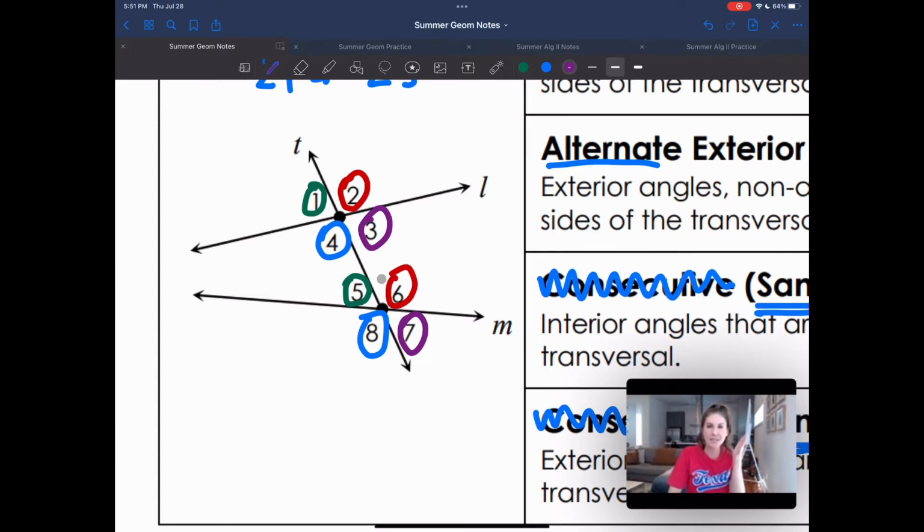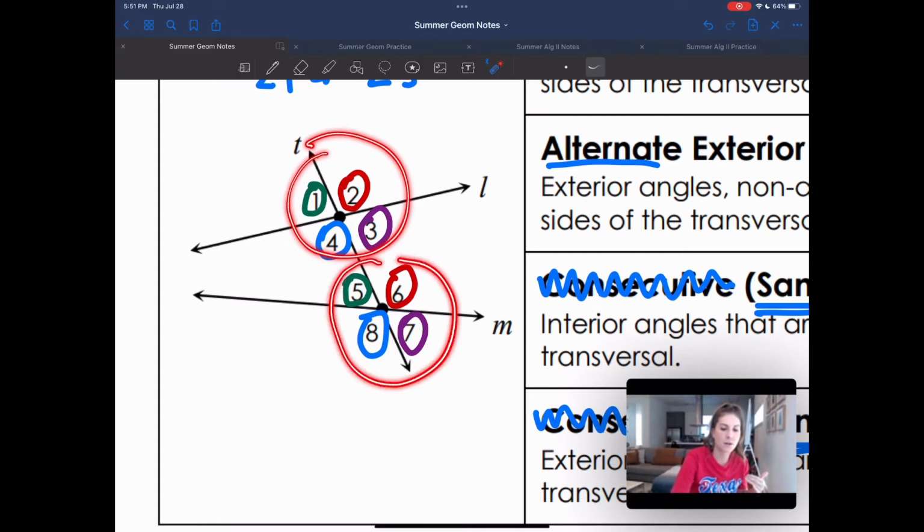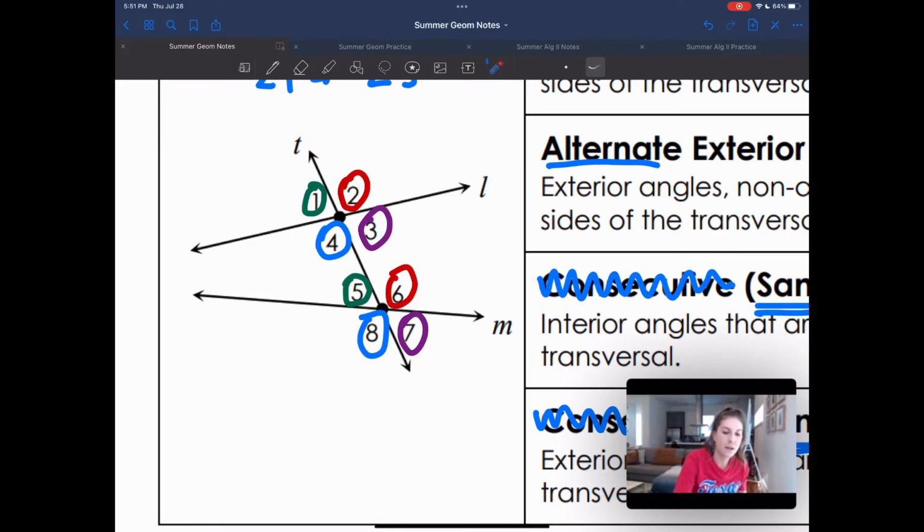Like visually you can see that, right? They're in the same position. Like all of these up here are in the same position of all of these down here, like the color coordinated ones. So if you look at the green ones right here, they're both on the left side of the transversal, and then if you look at their individual lines, they're both above their individual lines. So we say they're in the same position, so they're corresponding. Okay. Hopefully that made sense.